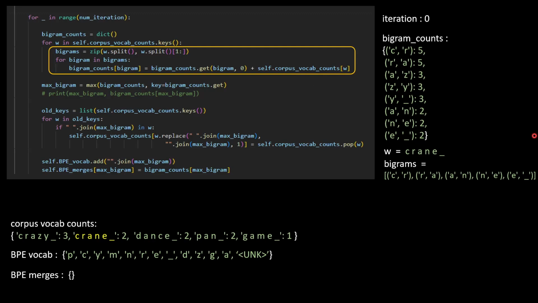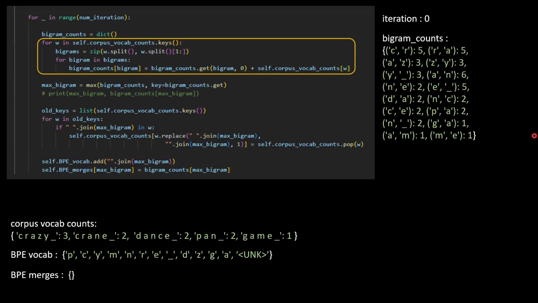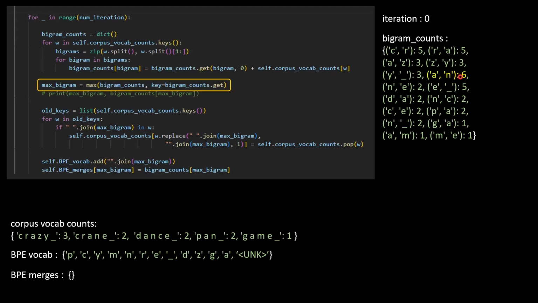After you are done with this, once we complete the loop through the entire vocabulary, we will get the entire bigram counts dictionary, and this is how it will look. From here we need to identify which one has the highest frequency, and as we can see, AN has the highest frequency of 6.